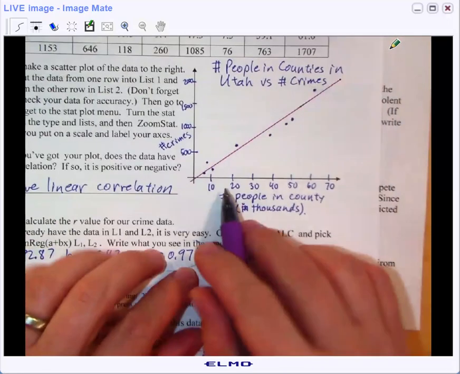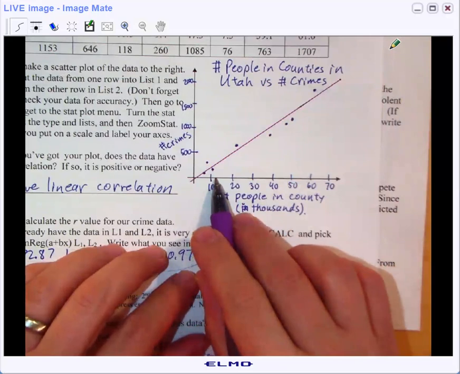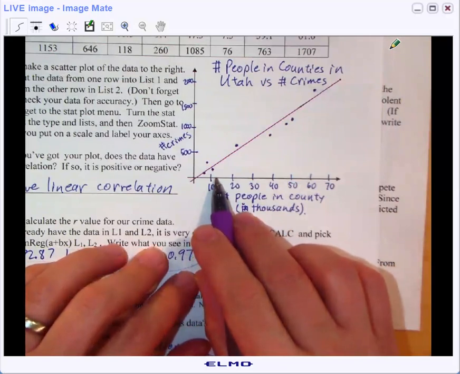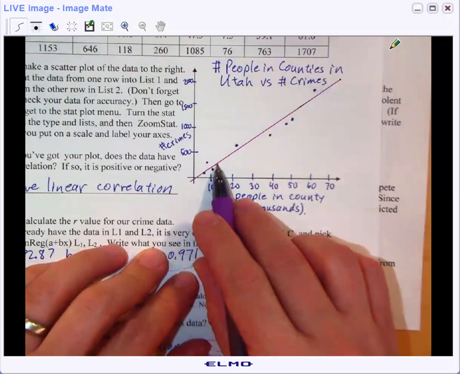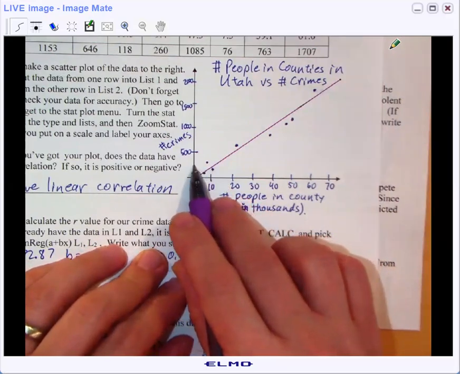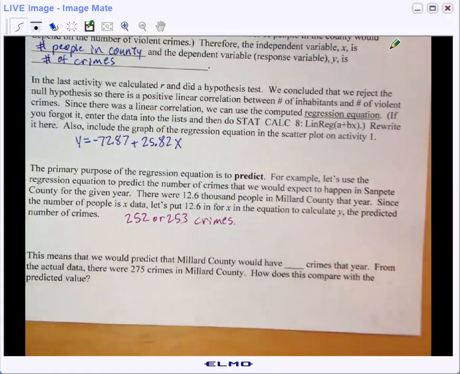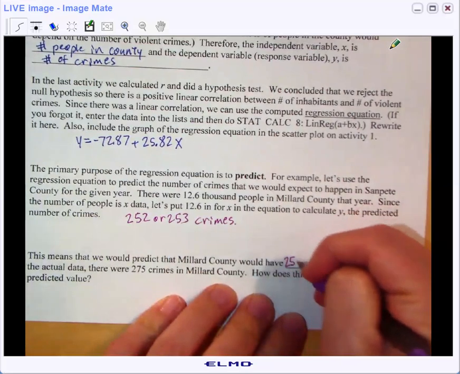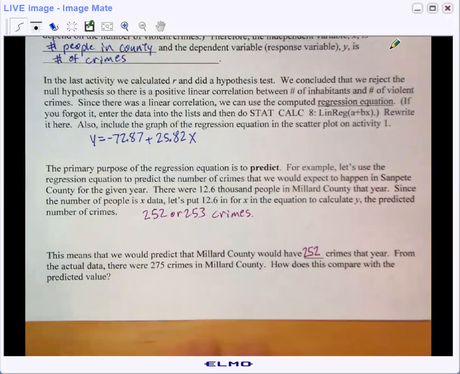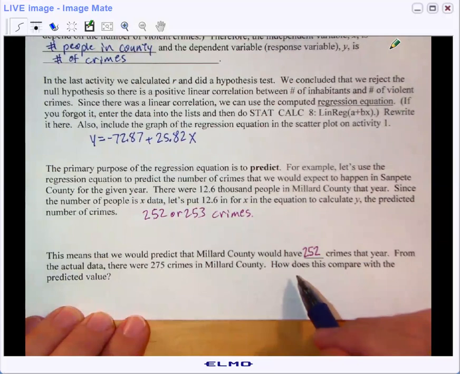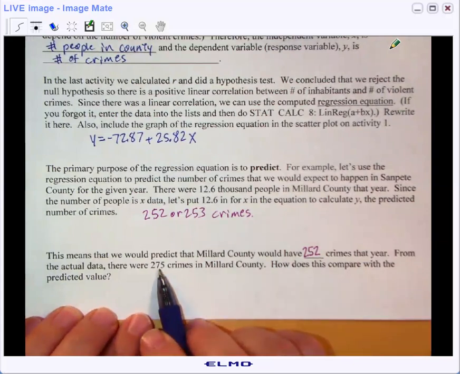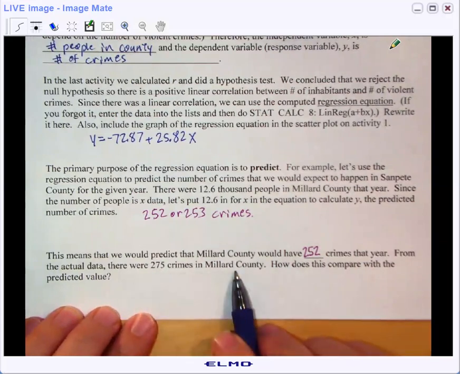So what happened there? We went to our graph and we went to 12.6 thousand people. We came up to where we hit the predicting line, the regression line, and came across, and that number would be right close to 252 or 253 crimes. Okay, so we predict that they will have about 252 or 253 crimes that year. As it turns out, I was able to get the data from Millard County, and there were 275 crimes in Millard County for that particular year.